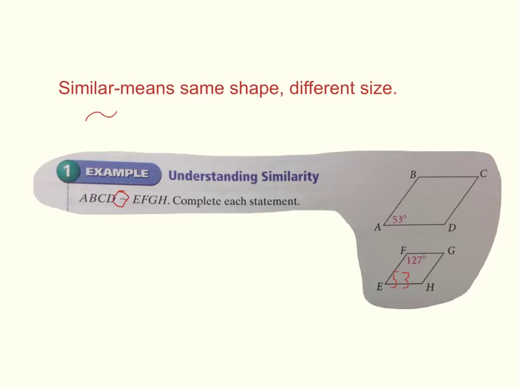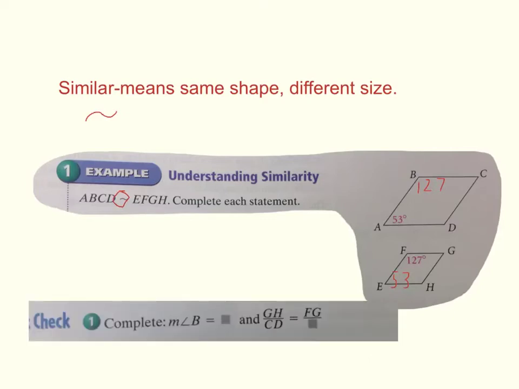And if F is 127, then you know the measure of angle B has to be 127 degrees also. And since your consecutive angles are supplementary, you know both these figures are parallelograms. And so your opposite angles are congruent as well.